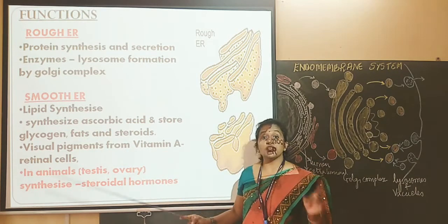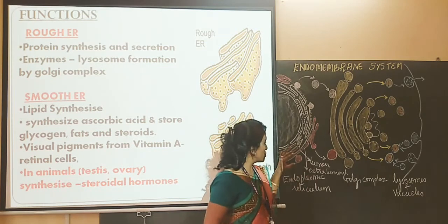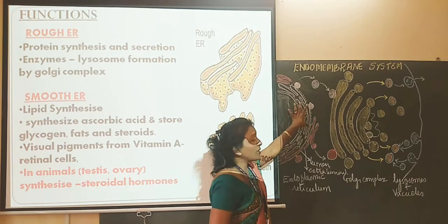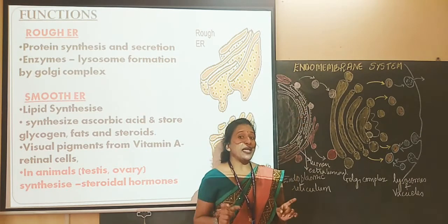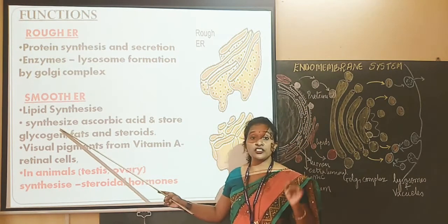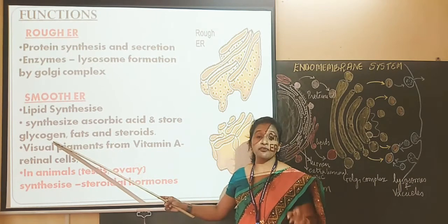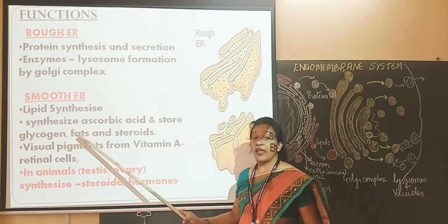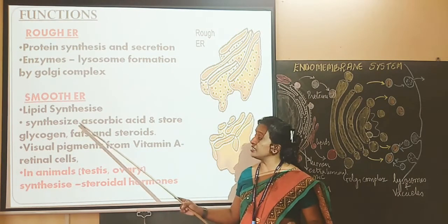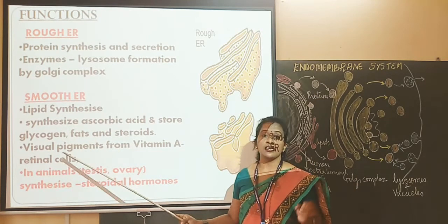Okay. Smooth endoplasmic reticulum, here the lipids will be synthesized. So smooth endoplasmic reticulum is meant for lipid synthesis. Okay. Rough endoplasmic reticulum is meant for protein synthesis. So we should remember that. It also plays an important role in synthesizing ascorbic acid and also glycogen, for example in the liver cells, fats and steroids, for example in the adipose cells. So here it will be synthesized as well as it will help in storing these materials.